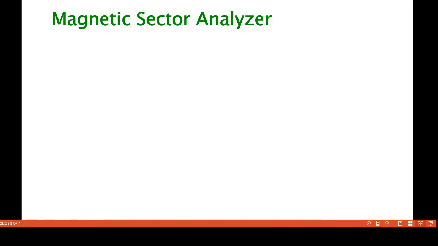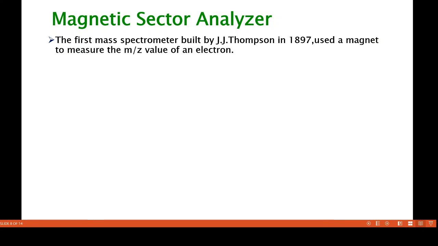Then we see the next analyzer, that is the magnetic sector analyzer. The name itself indicates its meaning. Magnetic sector means here we apply a magnetic field. Then we start with this analyzer. The first point is the first mass spectrometer built by J.J. Thomson in 1897, which used a magnet to measure the m by z value of the electron.